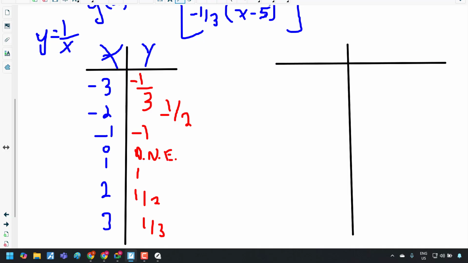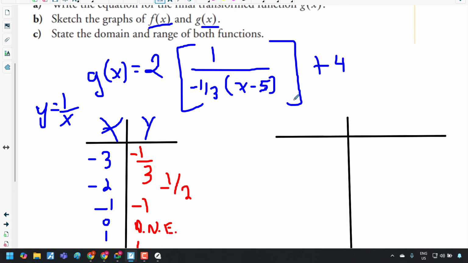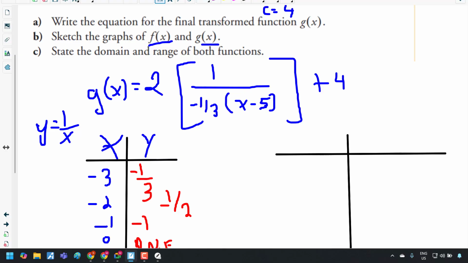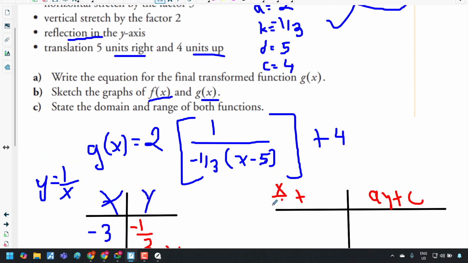Once you have those values, your key points, what was my mapping notation? Do you remember the formula for mapping notation? Yes, x over k plus d and ay plus c. Now, what is my k value? What is my d value? Well, we did that. K is -1 over 3, and d value is +5.